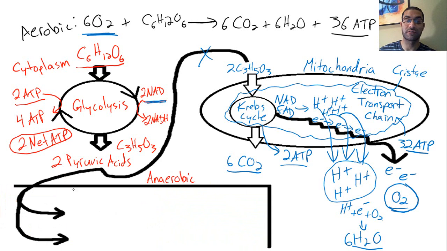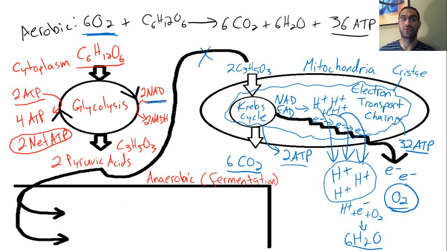So if there's no oxygen present, then we're going to get into this stuff down here in the box, which is still in the cytoplasm. There's no actual new organelle here. I'm just kind of separating aerobic from anaerobic. So the anaerobic part is going to be here at the bottom. It's also known as fermentation. So any kind of anaerobic respiration is also referred to as fermentation.